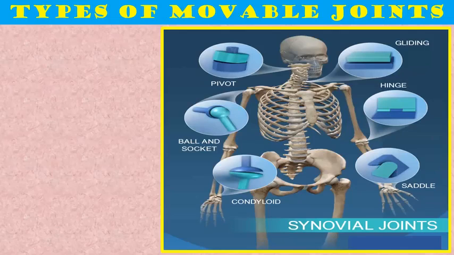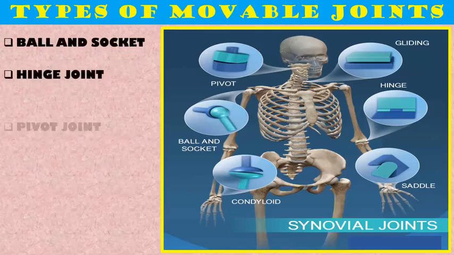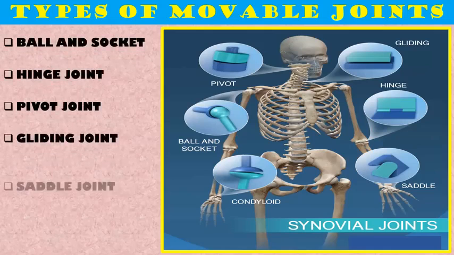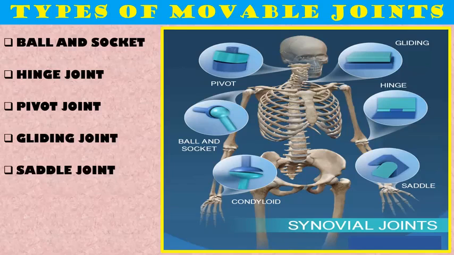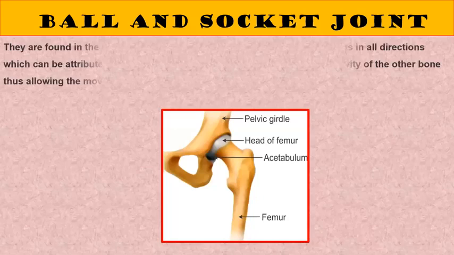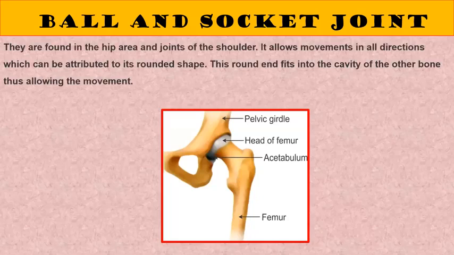Let's discuss the types of movable joints. Freely movable joints are of the following types: ball and socket, hinge joint, pivot joint, gliding joint, and saddle joint. Let's discuss these types of joints one by one. Ball and socket joint. They are found in the hip area and joints of the shoulder.